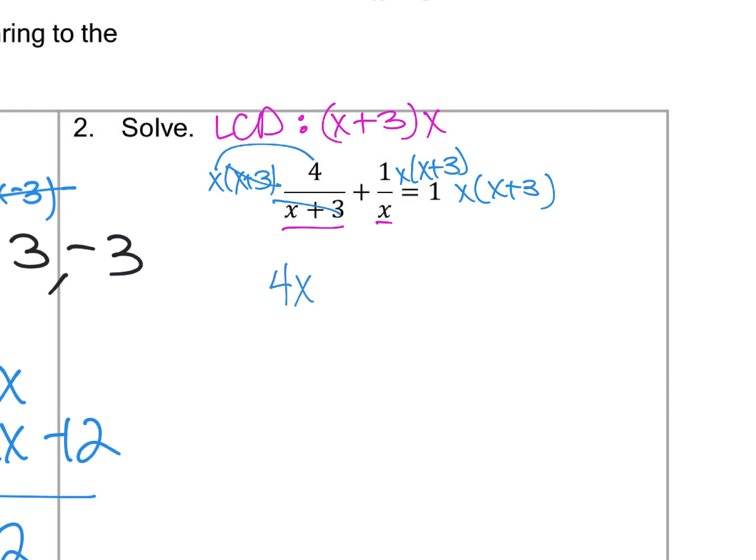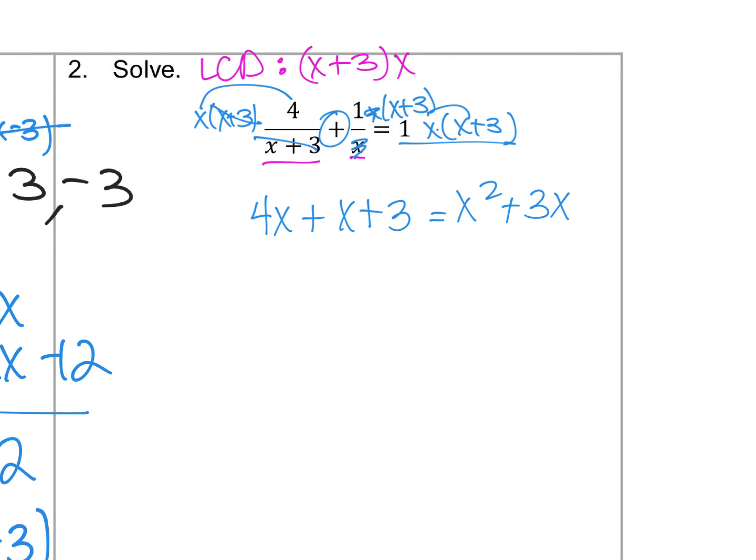So we get 4x. And then bring down your plus sign, plus x plus 3, because the x is canceled. And then we also have to do this on the other side. Don't forget, don't just put a 1 there. You get x squared plus 3x. So it's also quadratic because we have an x squared. So I'm going to go ahead and combine my like terms.